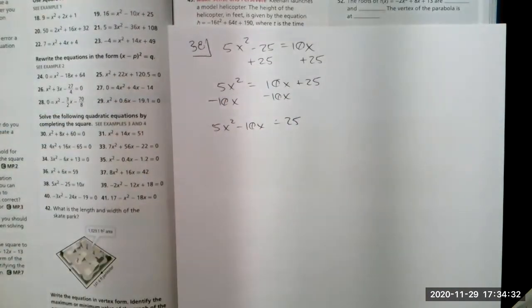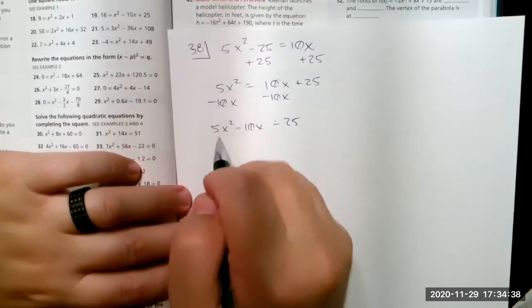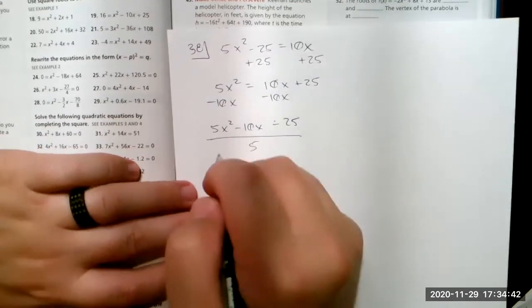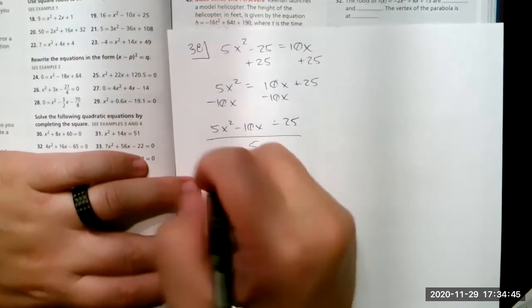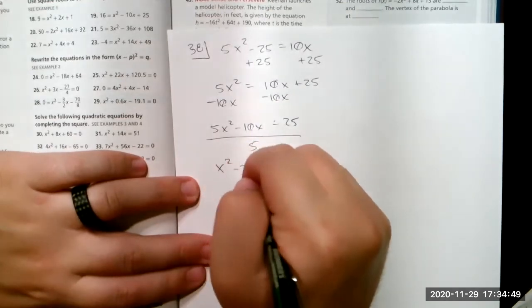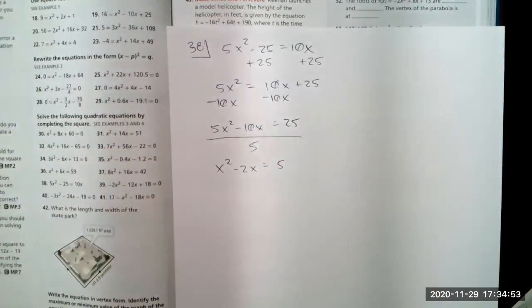Now I'm set up and ready to go. So if I factor this, again, I can't factor it with that a value being a 5. So I think all of these are divisible by 5. So I'm going to divide the entire equation by 5. 5 divided by 5 is 1. Negative 10 divided by 5 is negative 2. 25 divided by 5 is 5. And it kind of made it a little bit more simple.